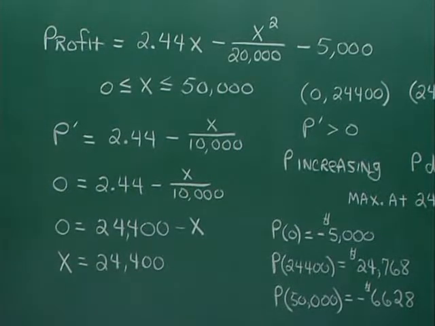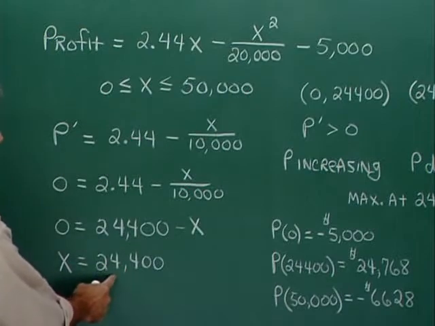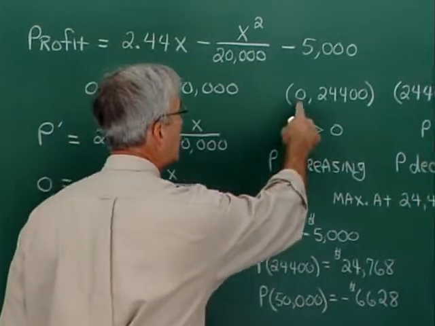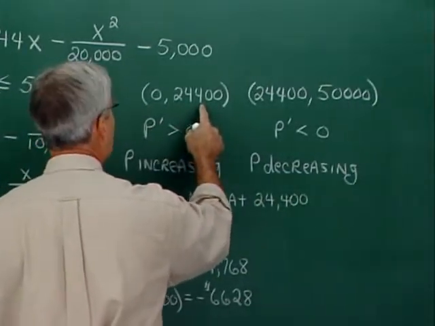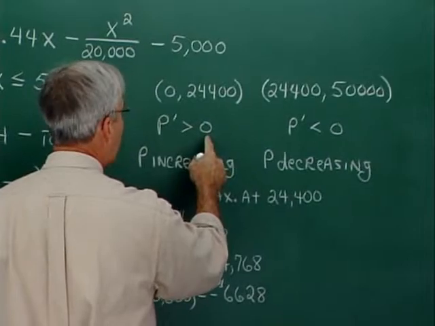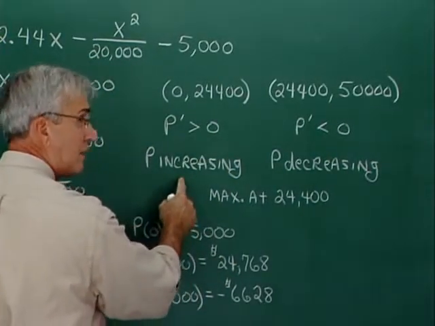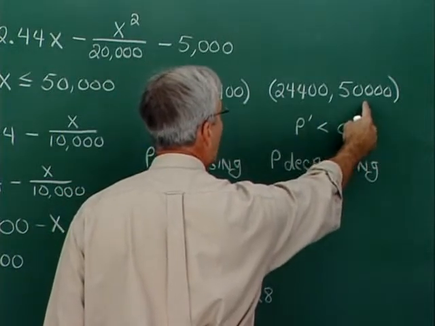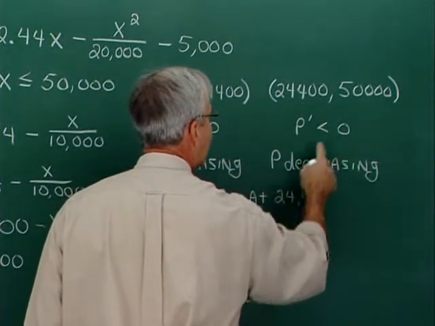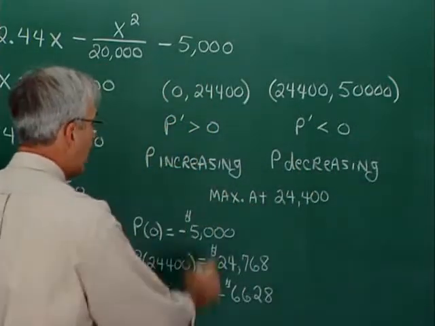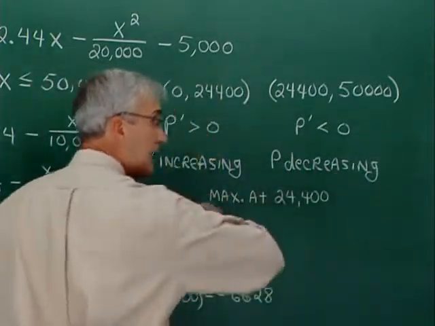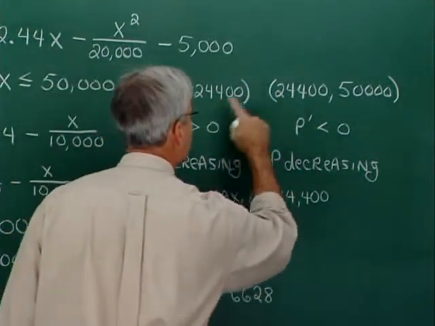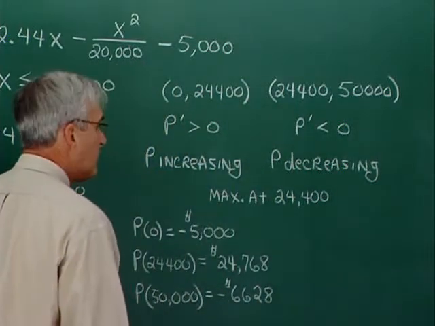Now, this is a critical value. We can tell by setting up intervals, if we want to, from the left endpoint to our critical number, we have a P prime which is positive, and that means the graph of P is increasing. And from our critical value to the right endpoint, P prime is negative, so P is decreasing. You see, we have an increasing and then decreasing idea. Wow, we have a max in here, at that juncture of 24,400. So we have a maximum.